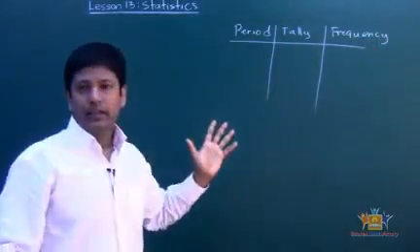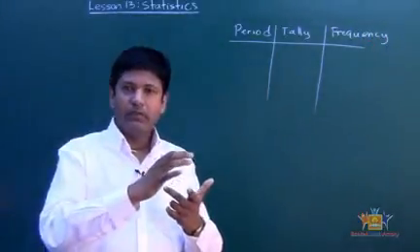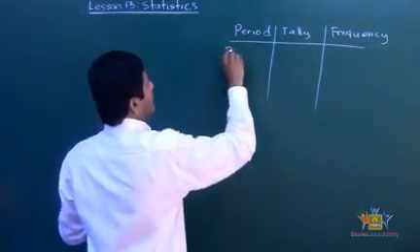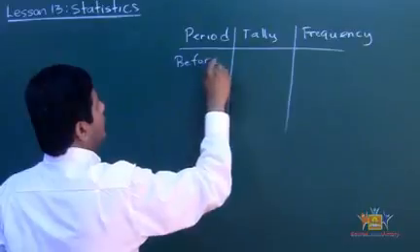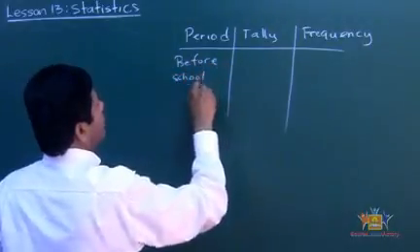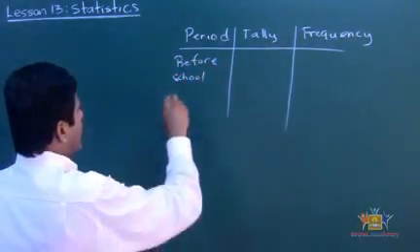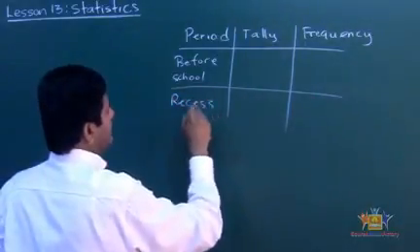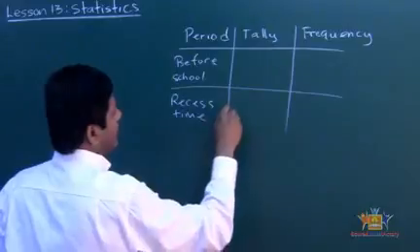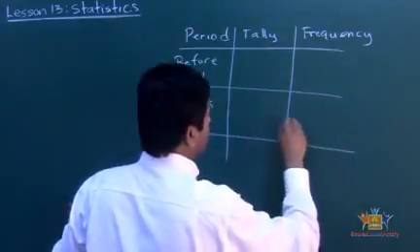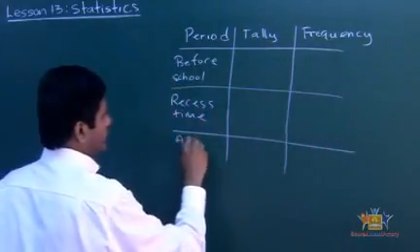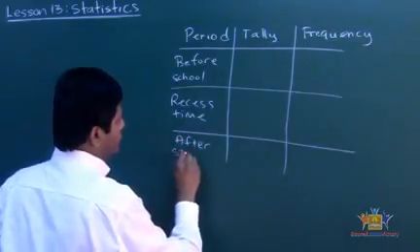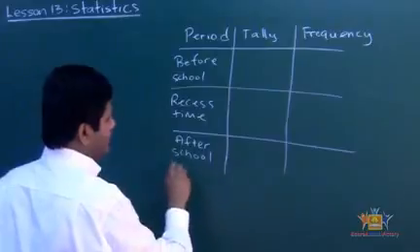Now, period. What are the 3 periods we talked about for collecting data? Before school. Let's write that down on the period column, before school, which means before classes start. And then recess time. And then what? After school. These are the 3 times that we want to see the students use the library.